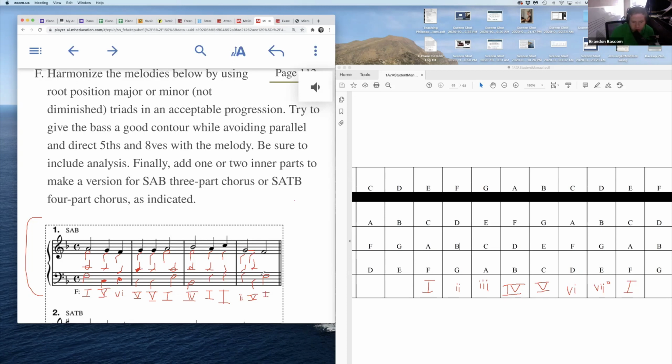And then we're moving a 4th, so I'm going to move the tenors down to give us space for the altos to get to the C. Does that work? Shall we play it?